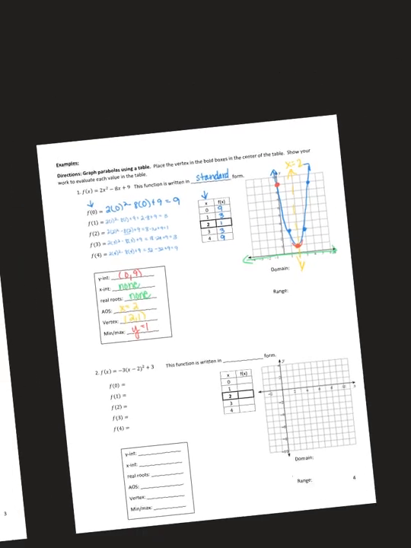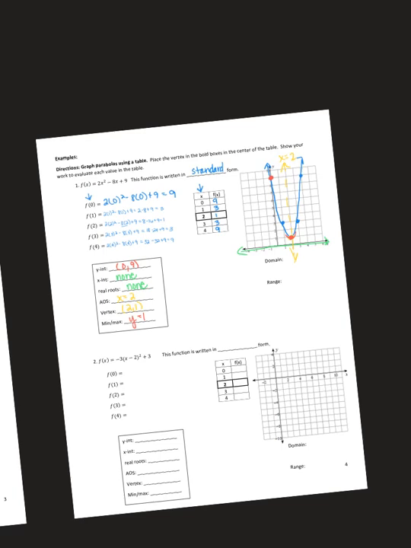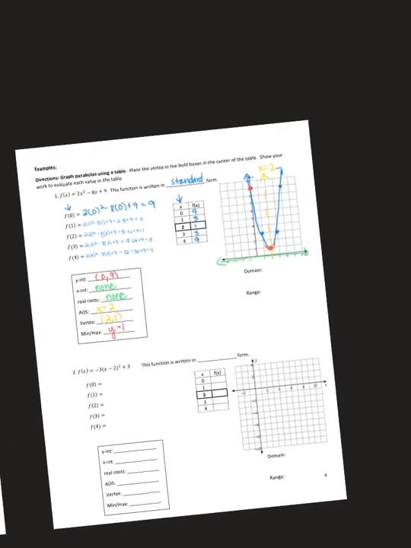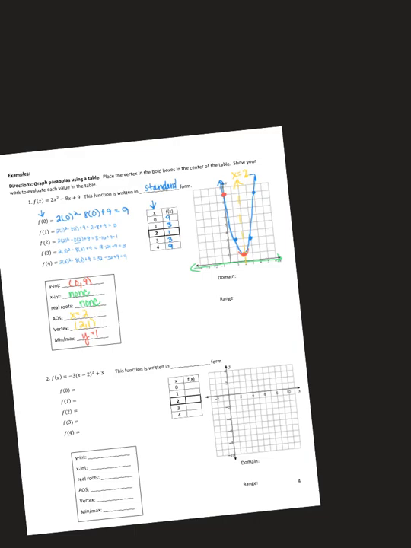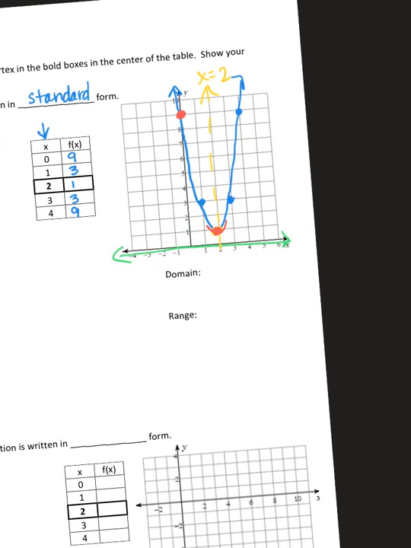Okay, so those are many of the key features. The last question that we are asked to talk about are the domain and the range. So for the domain, remember we are looking at how far left and how far right our graph goes. And our graph continues both left and right. So our domain is going to go all the way from negative infinity to positive infinity. And then our range is going to go from our low point, which is a positive 1, all the way up towards infinity as well.